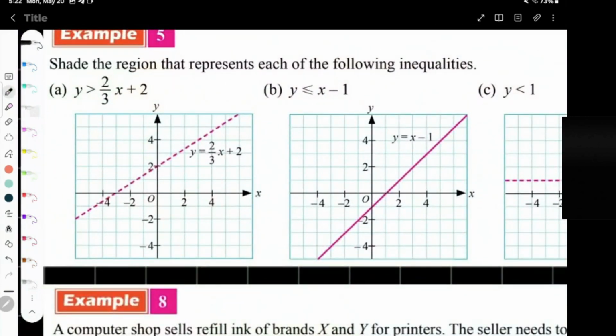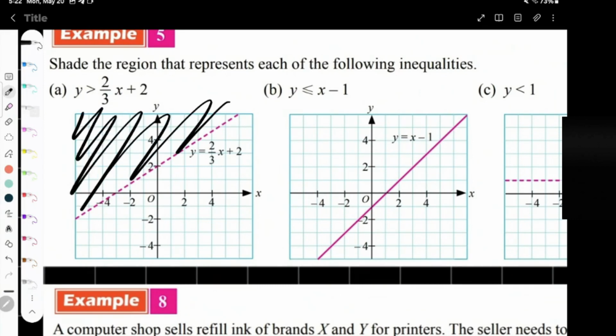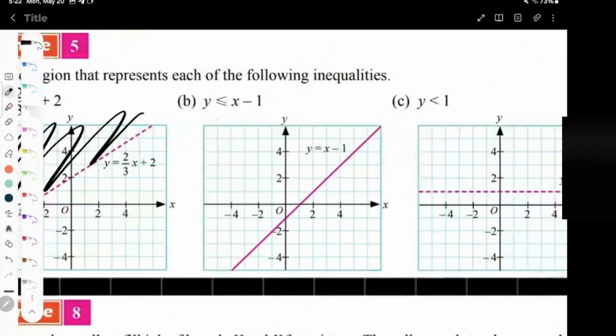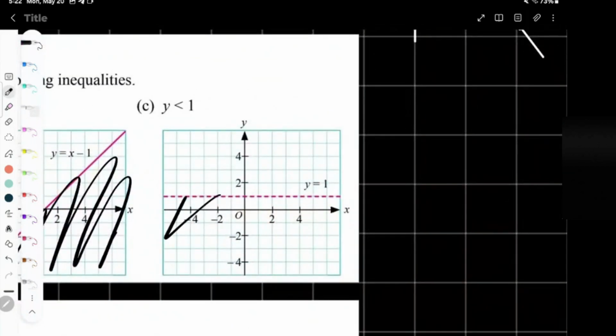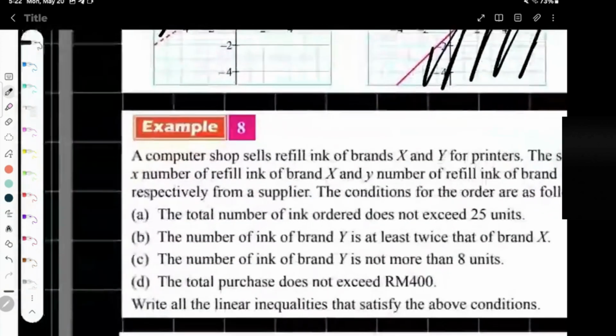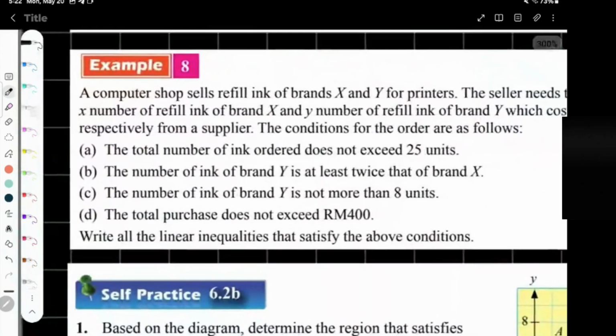Shade the region that represents each of the following inequalities. Whenever they ask you, just look at the symbol, and then you can already know which one is which. Y more than should be above. And y less than should be below. Very simple, just look at the symbol here.